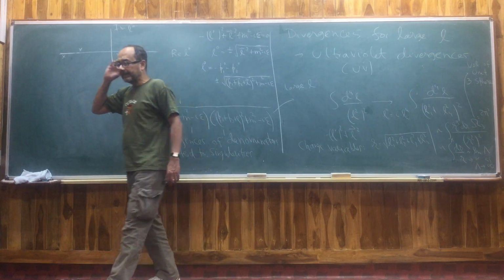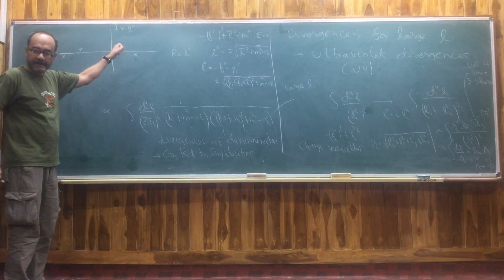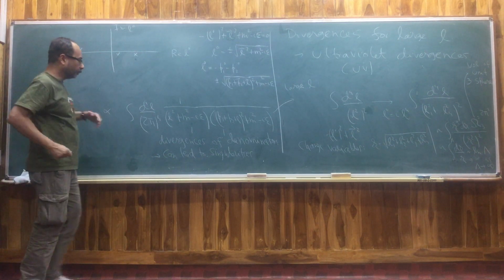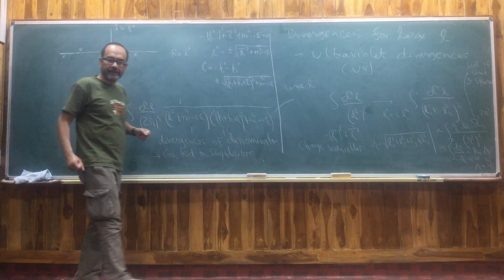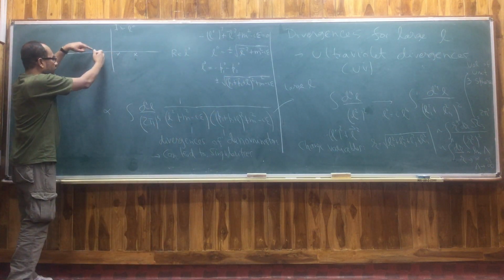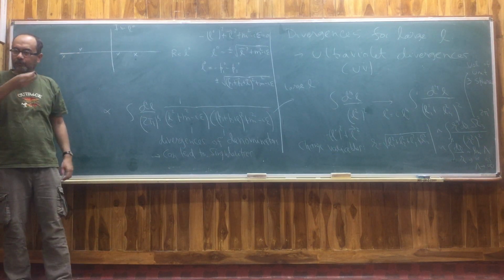Sometimes you may get singularities when these poles approach each other. Suppose the positions of the two poles depend on these variables. Sometimes it may happen that the two poles approach each other from opposite sides, and you cannot deform the contour away from those poles.